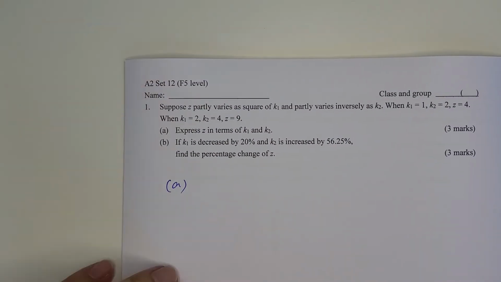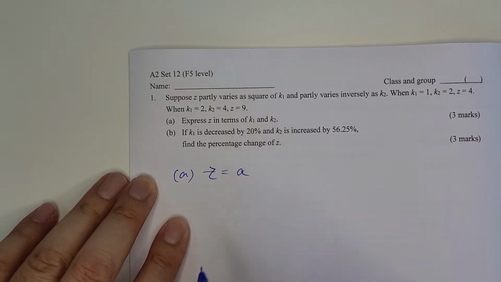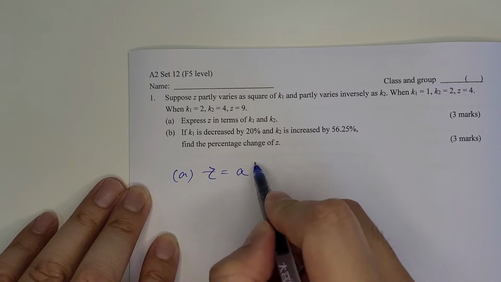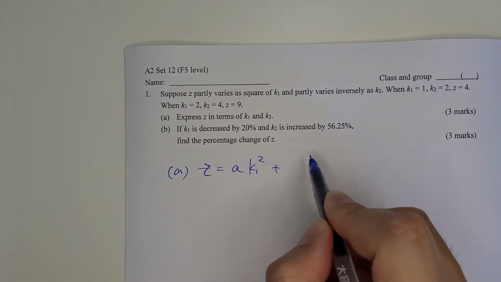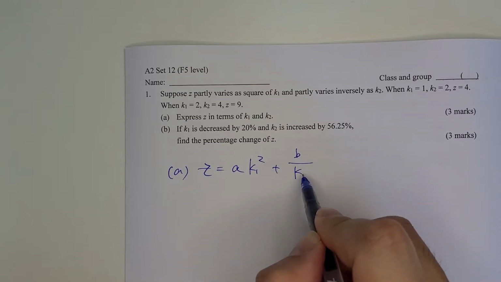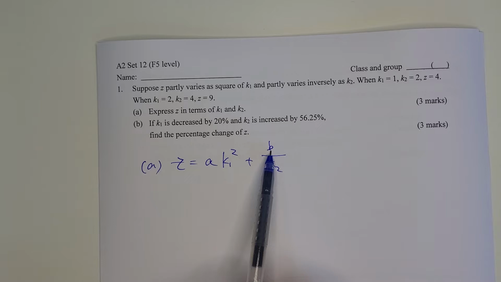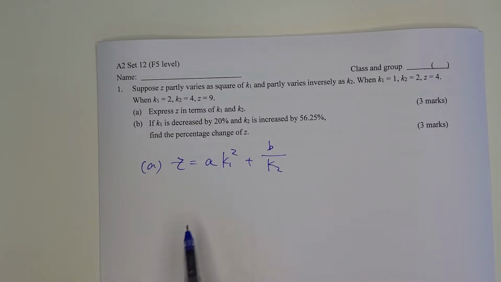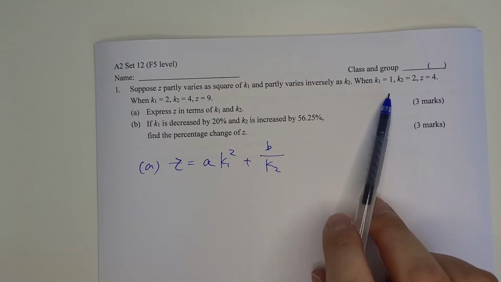We should use another. Usually, we can use a constant a times k1 square plus b over k2. Okay? In here, a and b are variation constants. k1 and k2 are variables. Okay? Now, look at the condition.